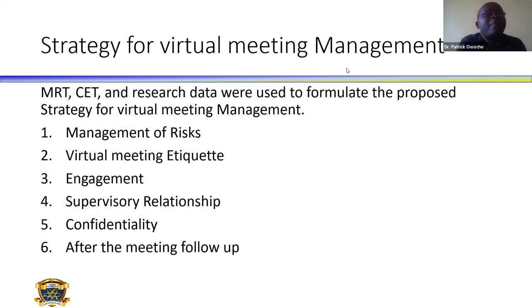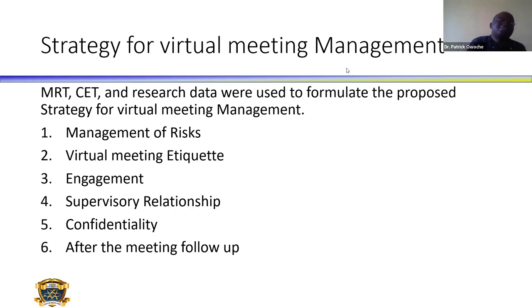So, combining media richness theory, channel expansion theory, and research data, I formulated the strategy for virtual meeting management. The strategy has 6 directions: management of risk, virtual meeting etiquette, engagement, supervisory relationship, confidentiality, and after-the-meeting follow-up.